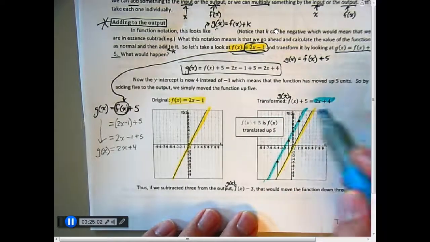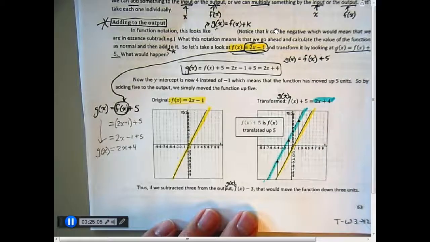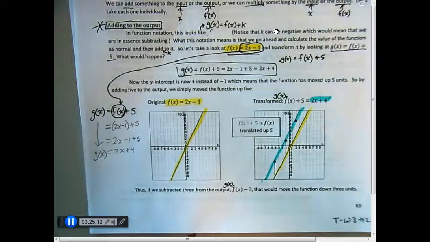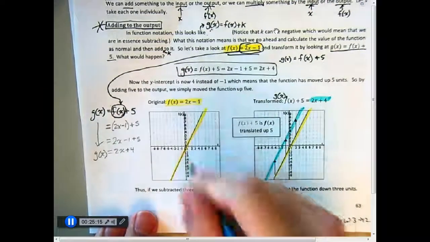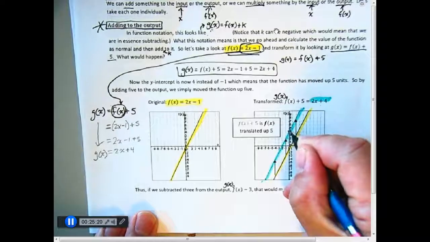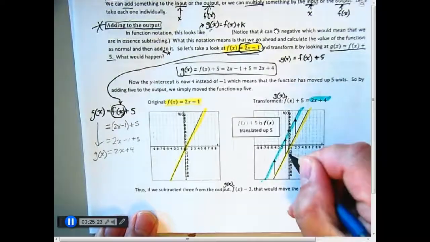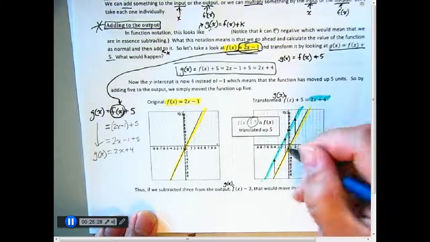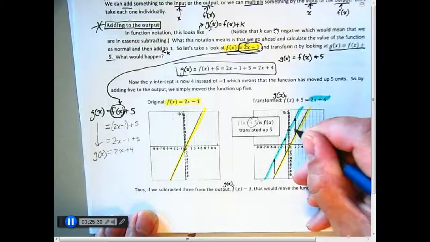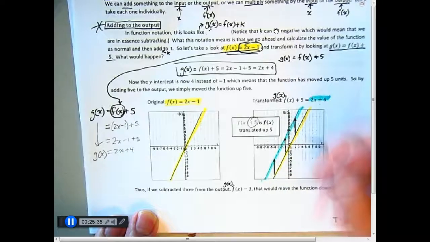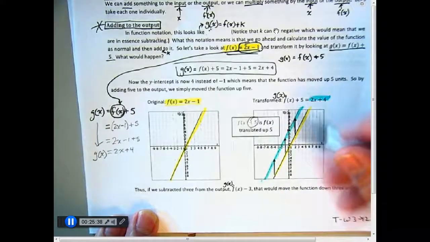Notice something about these lines. Well, first, they're parallel. Why would they be parallel? Yeah, they have the same slope. Slope didn't change. What did change was your y-intercept. In fact, the y-intercept of this one is at -1. The y-intercept of this one is at +4. How much did it change? 5. It changed 5. It translated 5 units up. Up what? The y-axis. Okay? So it's moved 5 units up.